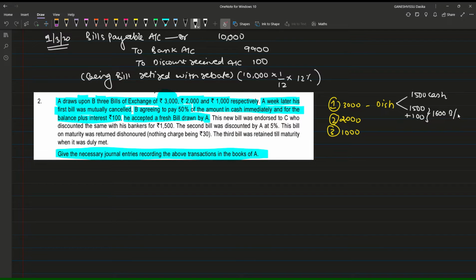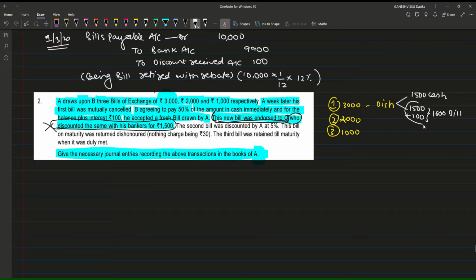1,600 again bill accepted. Bills receivable has bill drawn. Okay, no problem. This new bill was endorsed to C, who discounted the same with his bankers for 1,500. As we are thinking from the point of A, we need not think from the point of C, because we need to consider only up to this. Who discounted the same with bankers for 1,500 is not necessary here. Only this new bill was endorsed to C. That is what we need to consider.